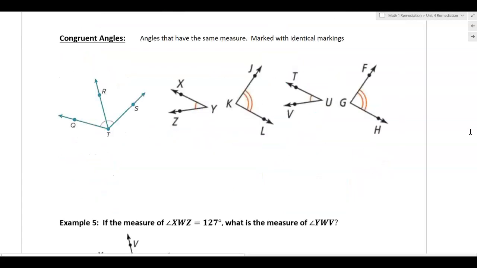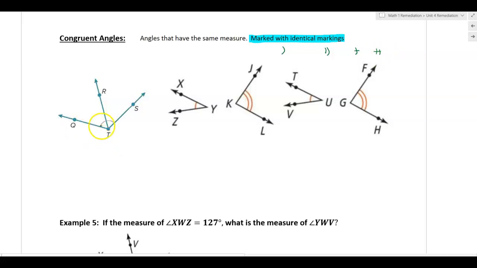So the next thing we're going to talk about is congruent angles. Just like congruent segments, congruent angles are angles that have the same measure. Anytime we have congruent angles, we always use identical markings in the diagram. Some people may use one arc, some people may use two arcs, or an arc with a tick mark, or double arcs with a tick mark. You can name them any way.